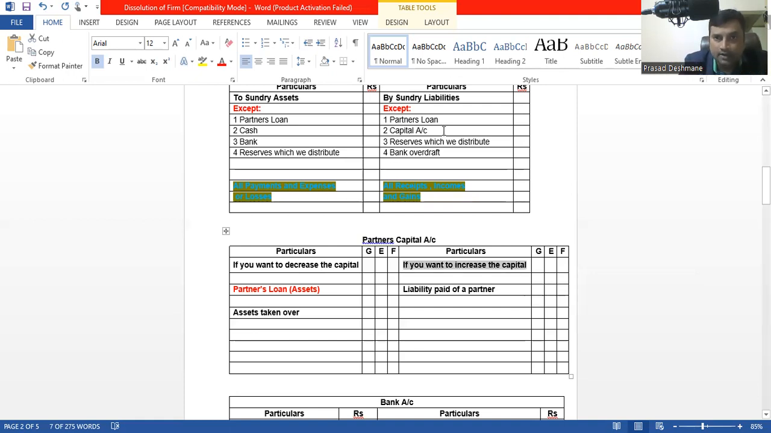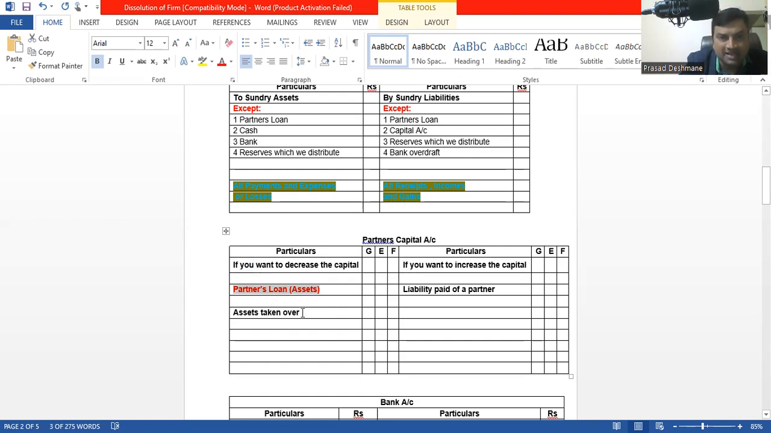Okay, and see what I excluded from here now. We exclude means what? We are not going to ignore those balances. We are going to record them somewhere else. Okay, so you see, first of all, here I recorded the partner's loan. Under asset, I recorded the partner's loan. So if I exclude it from here, where are we going to record it? Here. Partner's loan on the asset side.